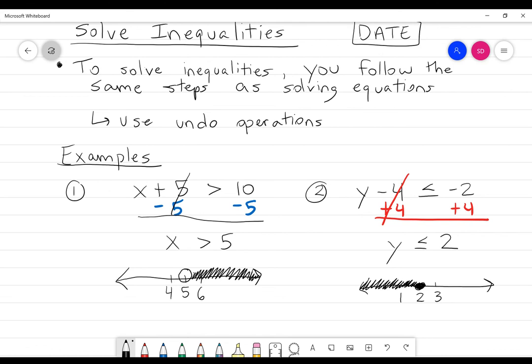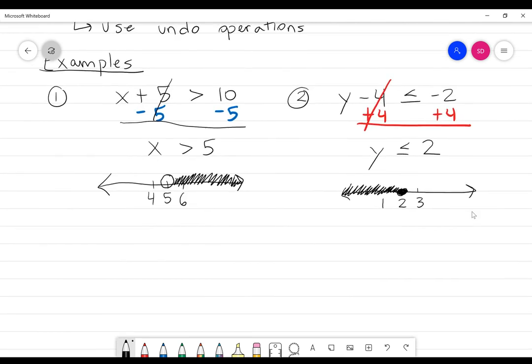So solving inequalities is the same steps as solving equations. We just have one extra step there of graphing a number line. Let's look at 2 more examples, and then that'll be it for this video. Those are one-step inequalities. Let's look at some 2-step inequalities.